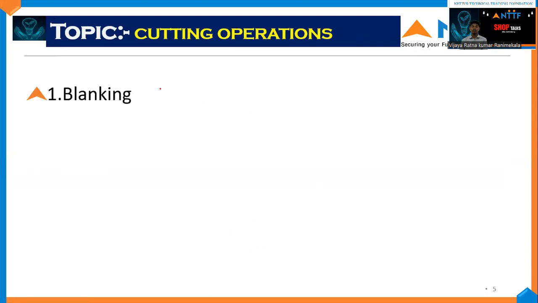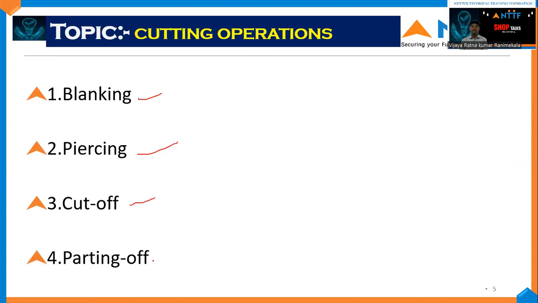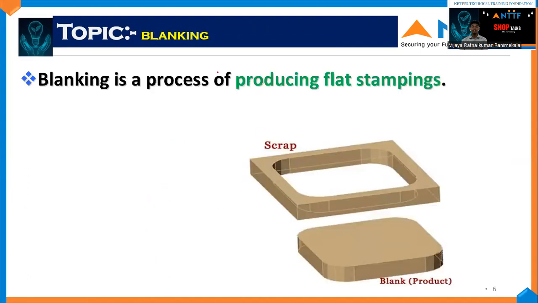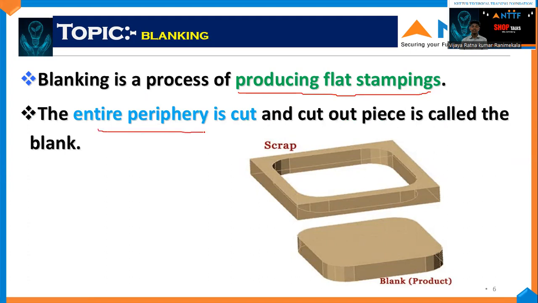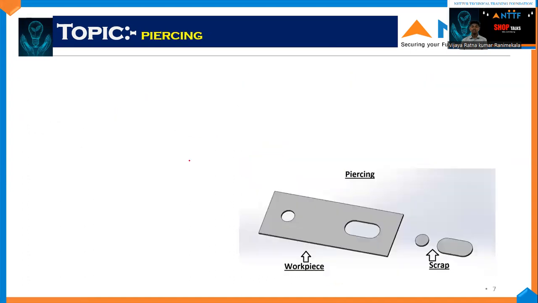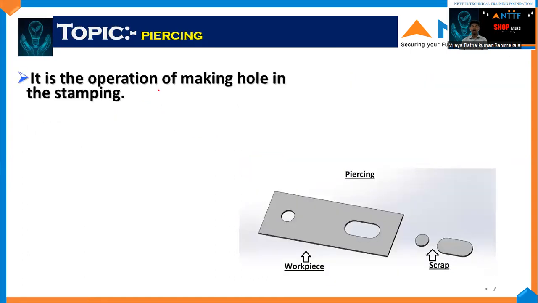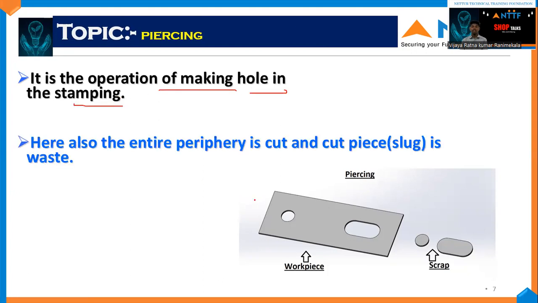Cutting operation: blanking, piercing, cut off, parting off. Blanking. Blanking is a process of producing flat stampings. The entire periphery is cut and the cut off piece is called blank. Piercing. It is the operation of making holes in the stamping. Here also the entire periphery is cut and the cut piece is waste.